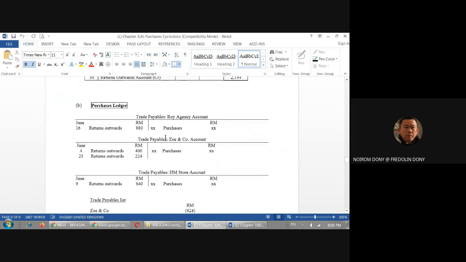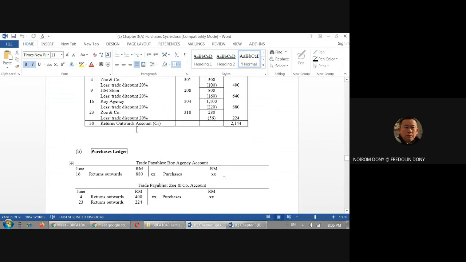And then we have return outward. Remember, return outward also reduces the liability. That is why this is debited in the trade payable. So we only do a debit entry at this point, the first step. This is what we call single entry; we don't observe double entry. At the end of the month, then we do the double entry. Like what I've explained to you, return outward is recording the inventory level. So inventory level reduces, so definitely return outward will be credited.